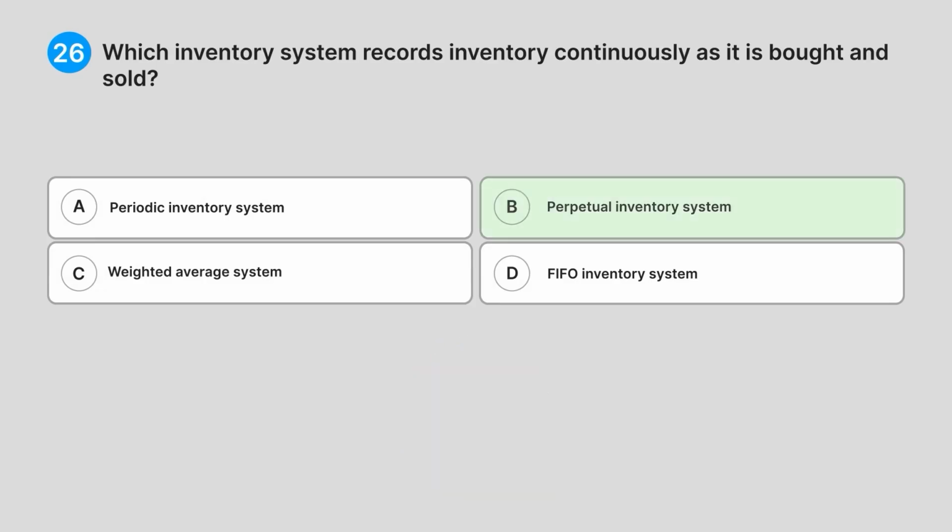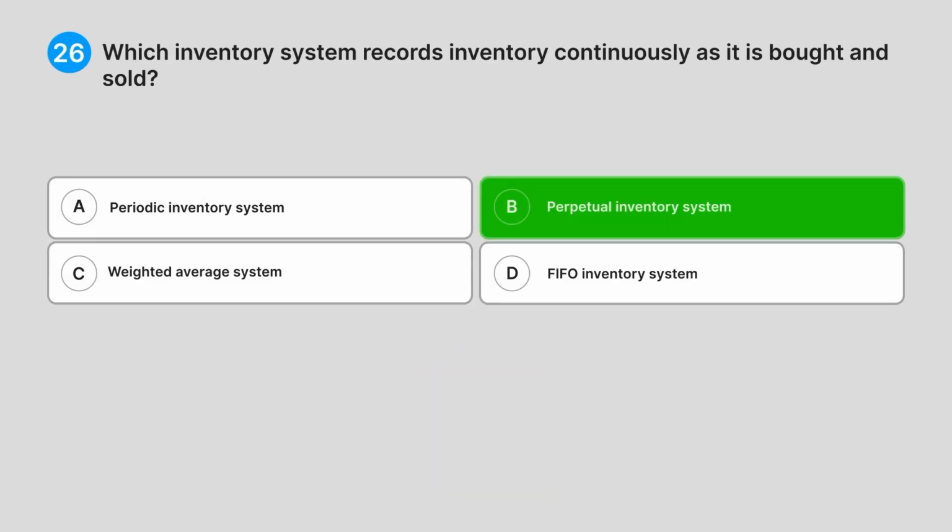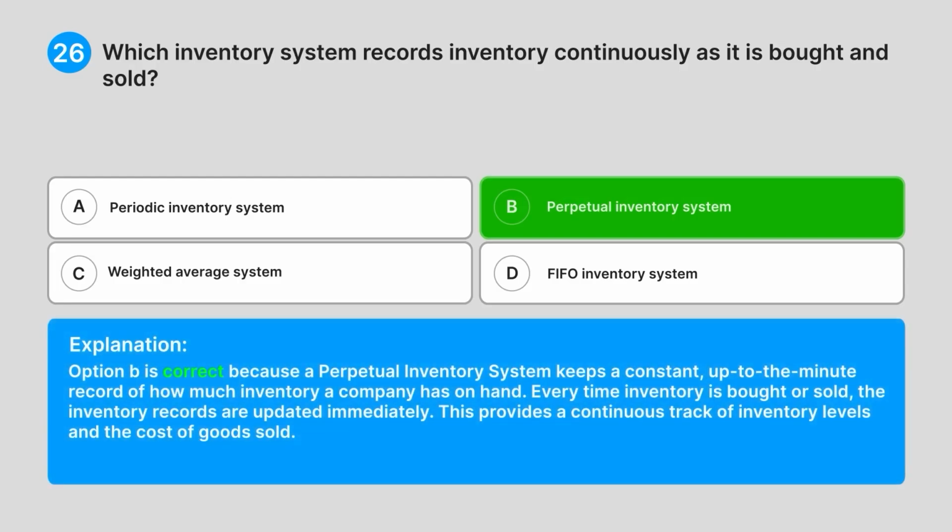Correct answer, B. Perpetual inventory system. Explanation. Option B is correct because a perpetual inventory system keeps a constant, up-to-the-minute record of how much inventory a company has on hand. Every time inventory is bought or sold, the inventory records are updated immediately. This provides a continuous track of inventory levels and the cost of goods sold.